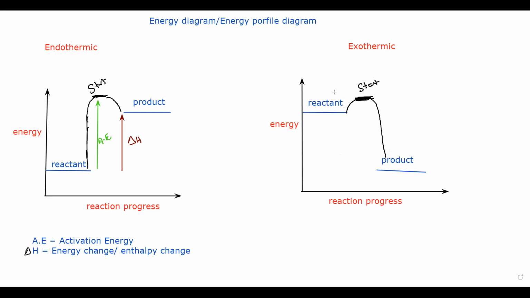The arrow from the reactant to the start of the reaction, we call that activation energy. And the arrow from the reactant to the product is denoted by delta H, known as enthalpy change or energy change. So this is always fixed. These are the labels which you have to memorize for endothermic and exothermic reactions.